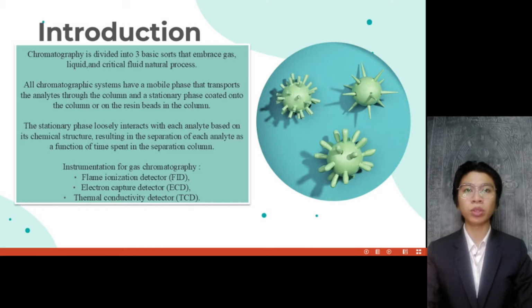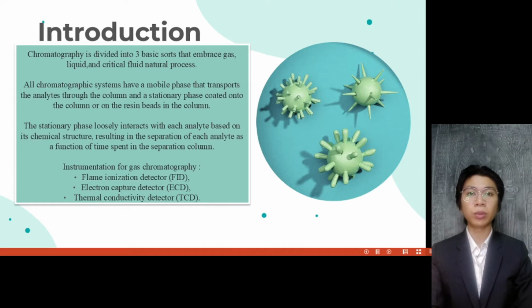Liquid chromatography can be further divided into adsorption, partition, size-based, and even extended into gel-based chromatography techniques. All chromatographic systems have a mobile phase that transports the analytes through the column and a stationary phase coated onto the column or on the resin beads in the column. The stationary phase loosely interacts with each analyte based on its chemical structure, resulting in the separation of each analyte as a function of time spent in the separation column.